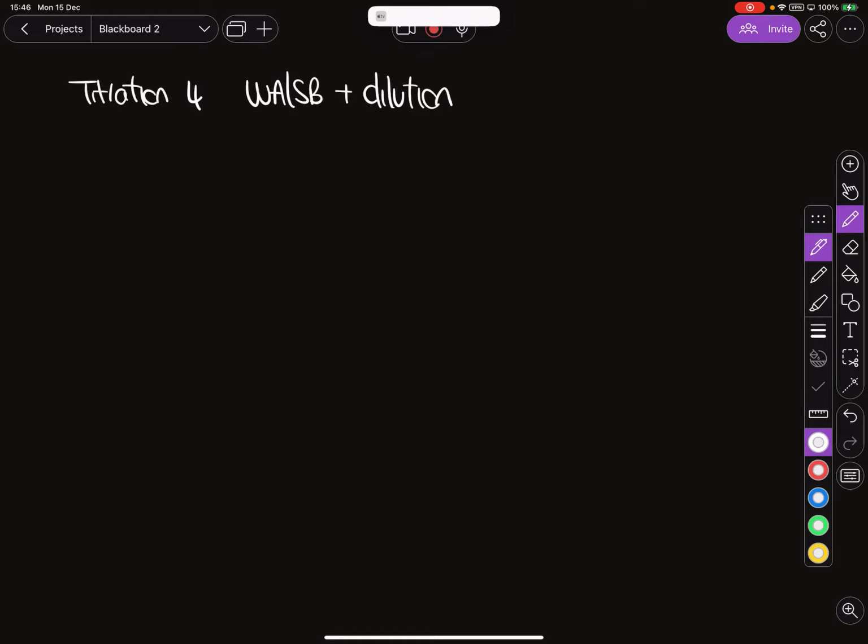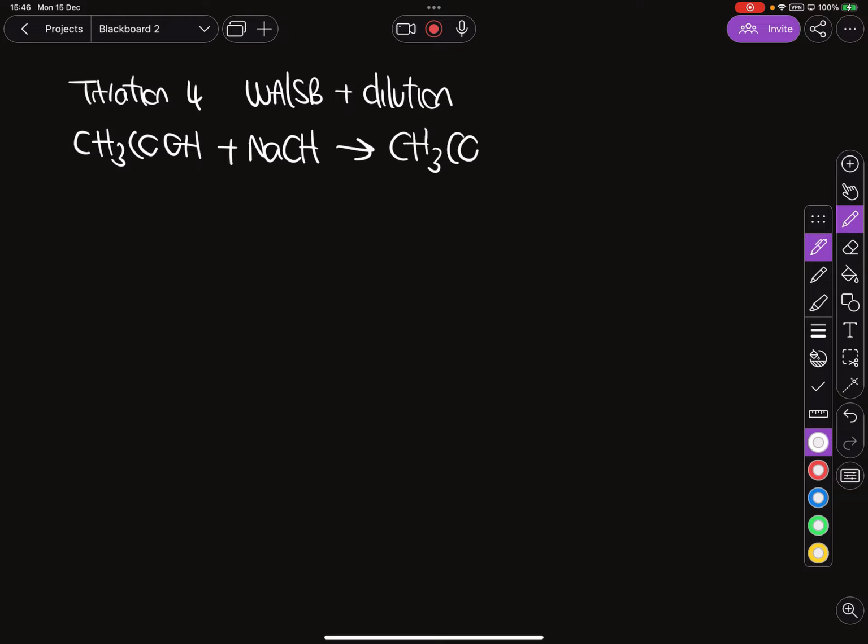Okay, so we are looking at titration 4. It was a weak acid, strong base titration. The only difference, though, was that we had to dilute the vinegar, and they are going to ask you the reason why we dilute the vinegar. And you just need to realize that if we didn't dilute the vinegar, we would need huge volumes of NaOH.